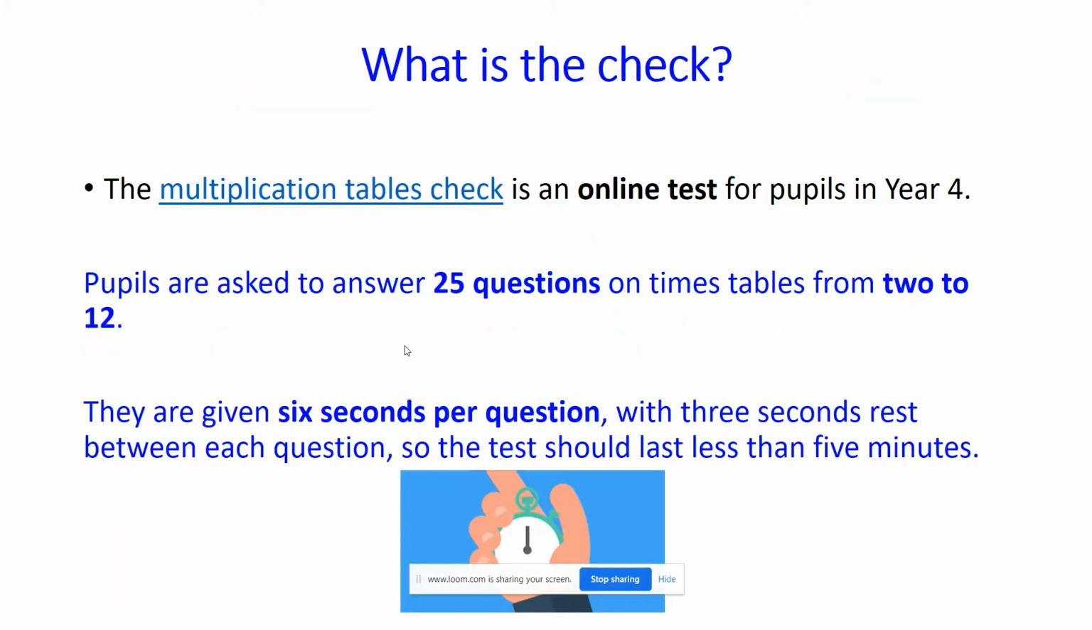Now, it's a new assessment, and it's not been around for very long. It's an online test. Okay, it's only for year 4 children. The pupils are asked to answer 25 questions on times tables from the 2s up to the 12s. So they need to know their times tables from 2 times up to 12 times tables by the time they do this check in June, around the end of year 4.